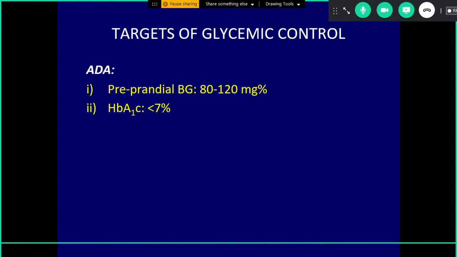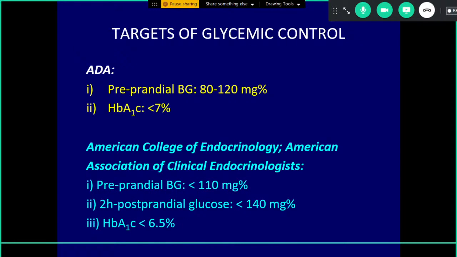So what are our targets of glycemic control? I won't go into the nuances, but for a standard patient of diabetes, you want a pre-meal sugar of somewhere between 80 and 120 milligram percent, and you want an HbA1c of less than 7%. I'm giving you very broad guidance, and that's from one advisory agency.